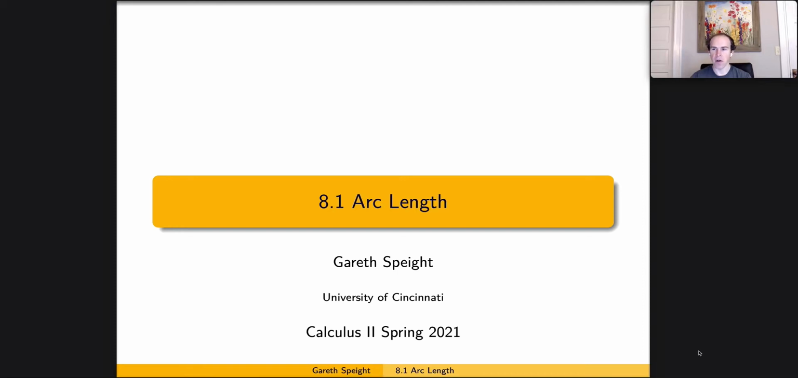Hello everybody, so in 8.1 we're going to look at how to use calculus to find lengths of curves. We know how to find lengths already of some very particular curves. For instance, straight lines, we can find the length with Pythagoras theorem, or circles, we can find the length as 2 pi r. But these are just very special cases. How do we find the length in general?